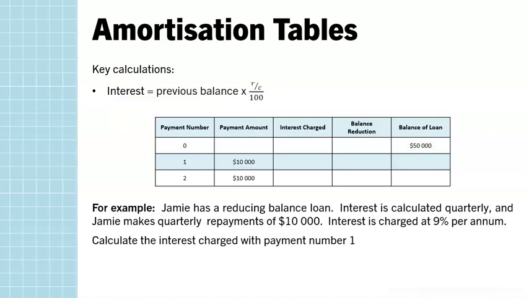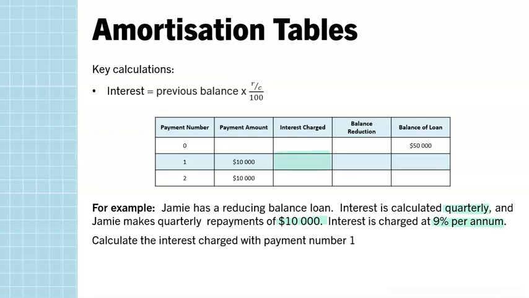Okay, so some pretty standard calculations that you may be asked to do include finding the interest that has been charged. So, for example, Jamie has a reducing balance loan and interest is calculated quarterly. And Jamie makes quarterly repayments of $10,000. The interest is charged at 9% per annum. We want to calculate the interest charged with payment 1. So we're being asked to fill in this section here. What is the interest on payment 1?